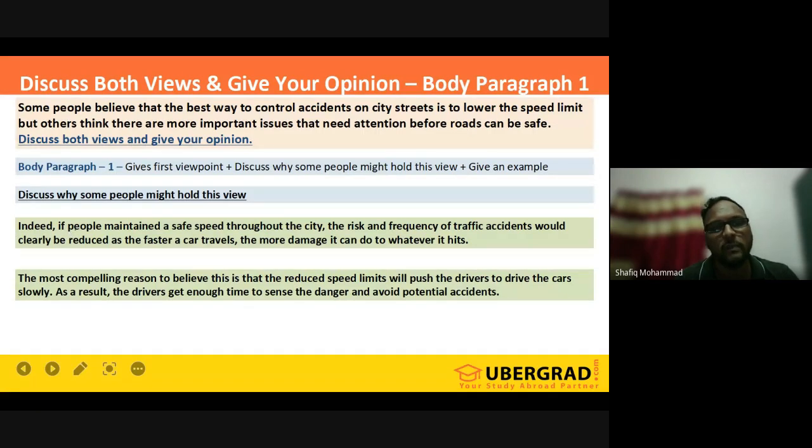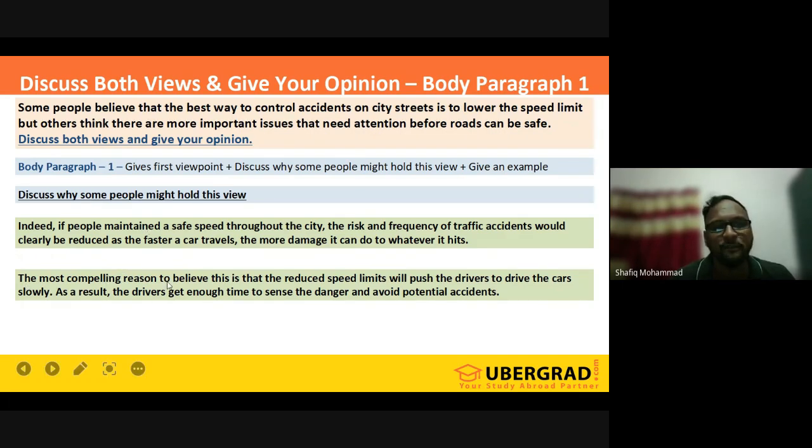So indeed, if people maintain a safe speed limit throughout the city, the frequency of traffic accidents would clearly be reduced, as the faster a car travels, the more damage it does. So it's talking about the speed. If someone is maintaining a high speed, the damage is more. See, accidents happen anyway, some way or the other, he is saying. But if someone is driving slow, the damage is less. That's what is supporting the argument here.